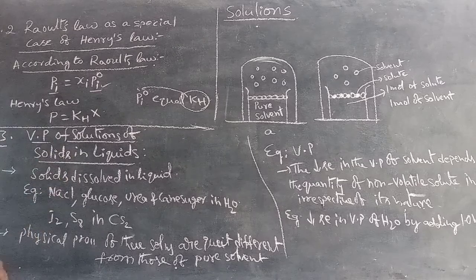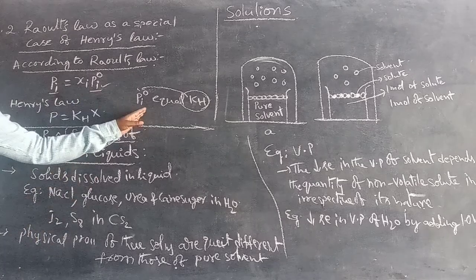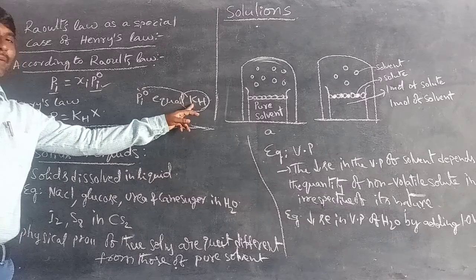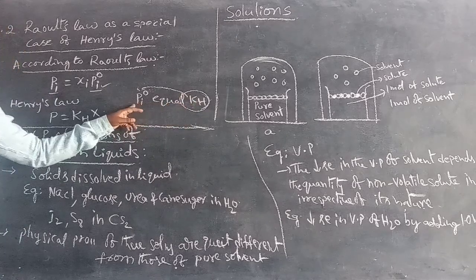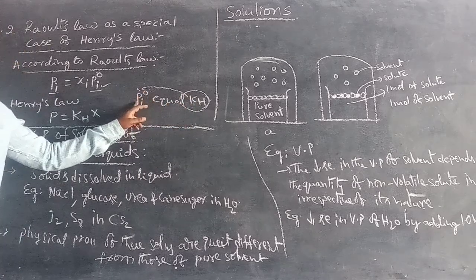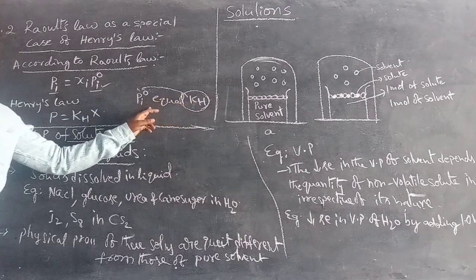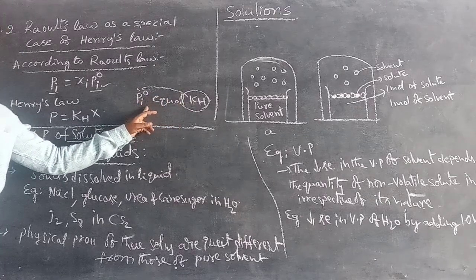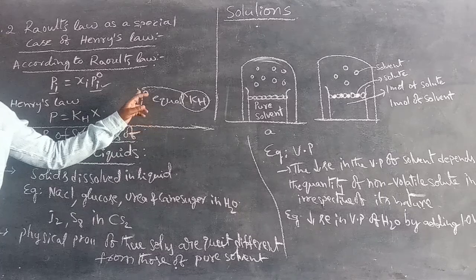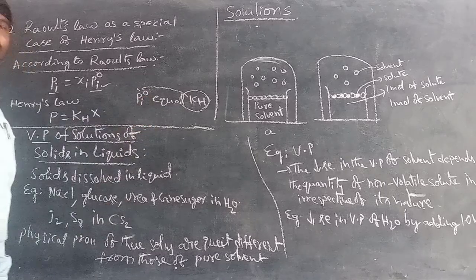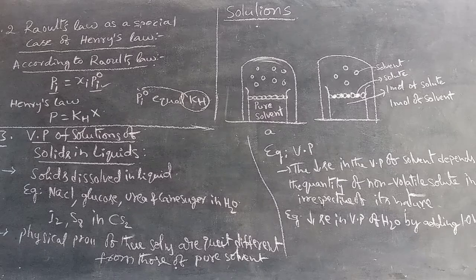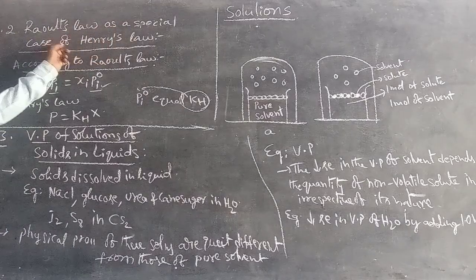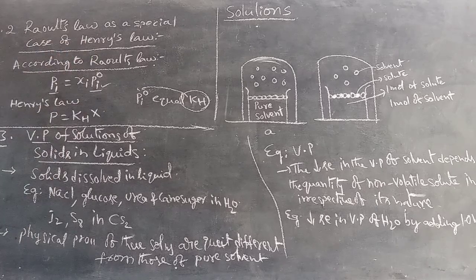So what does that mean? When comparing them, KH is equal to Pi naught, the vapor pressure of the component in its pure state. That's why we can call Raoult's law a special case of Henry's law.